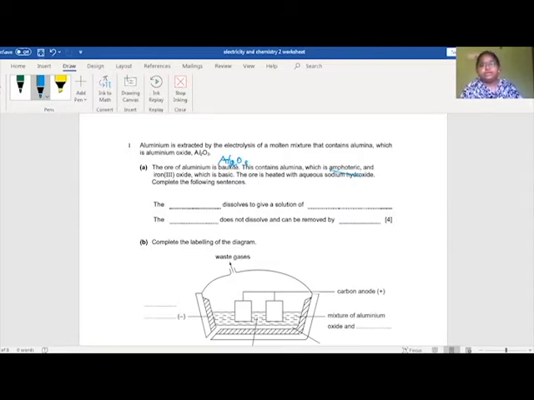Amphoteric in the sense, alumina is the oxide of aluminium, which is a metal oxide, right? Oxides of metals are always what? Basic, right? Oxides of metals are always basic. Oxides of all the metals are basic. But aluminium oxide, what they are saying, it is an amphoteric oxide.